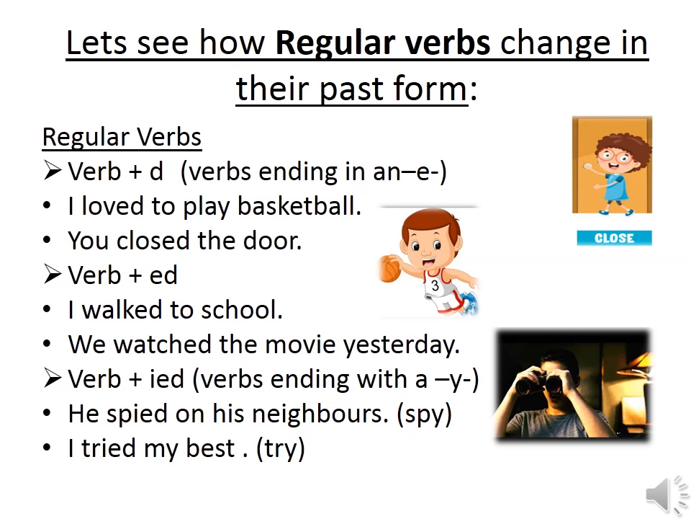Now let's see verb with ied. Some regular verbs ending with a y add ied to the base form while changing their past form. For example, spy becomes spied. He spied on his neighbors. Try becomes tried. I tried my best.